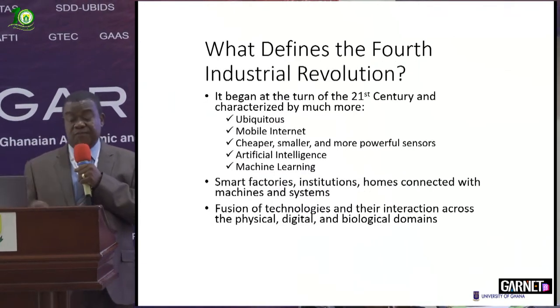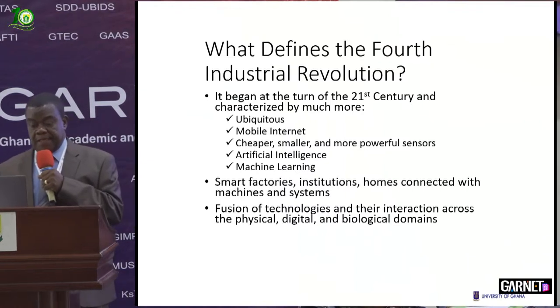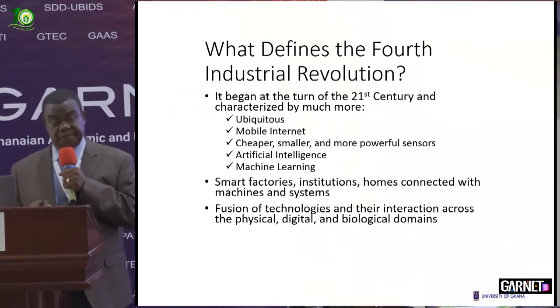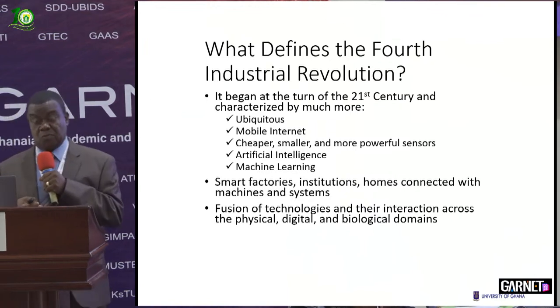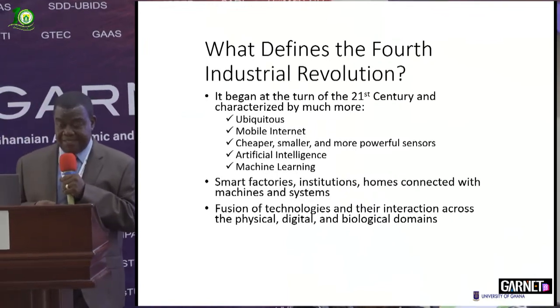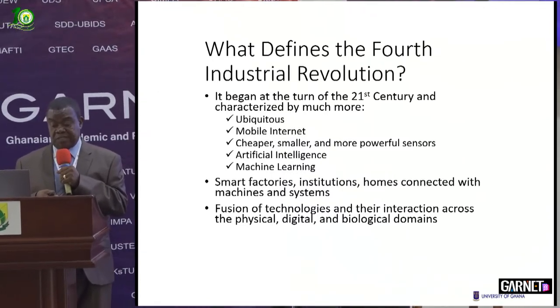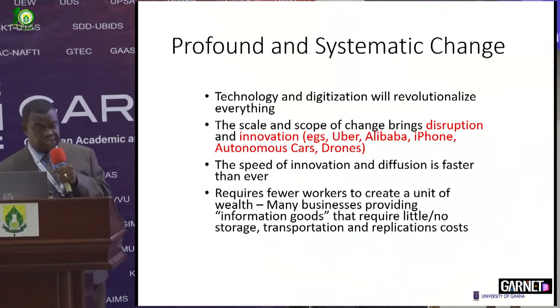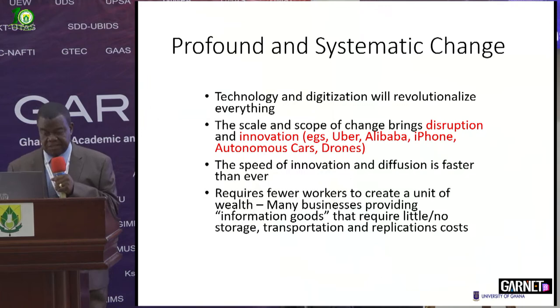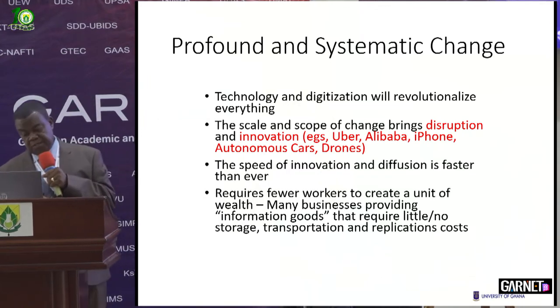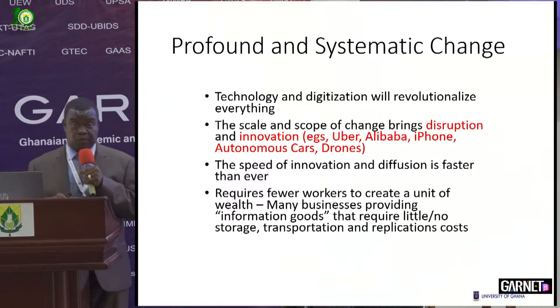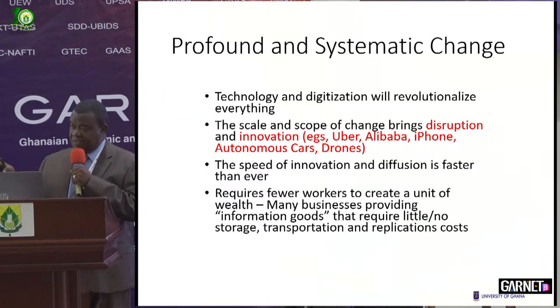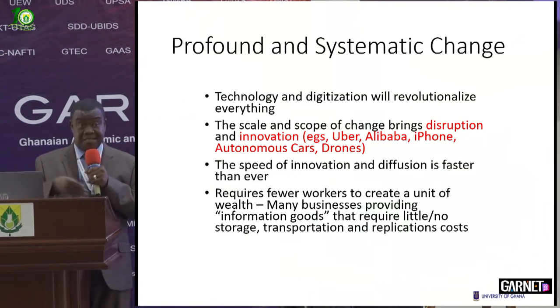So what defines the fourth industrial revolution? Ubiquitous learning, mobile learning, cheaper, smaller, and more devices, AI, and machine learning. Smart factories, fusion technologies. Most of you are IT people, so you know all of these things, and I'm not going to bore you. But look at the profound changes that have happened. Digitization of everything. The speed of innovation and diffusion is faster than ever before. In the fourth industrial revolution, things keep changing, even within seconds.